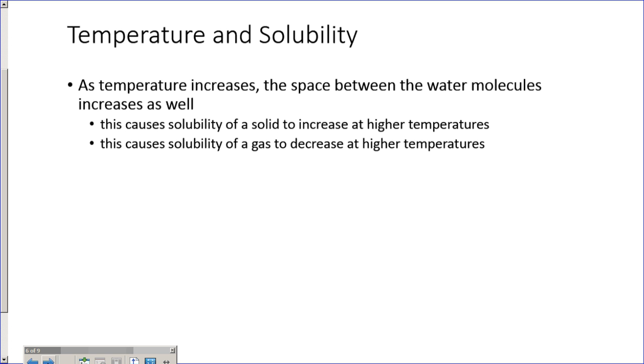If there's more space between the molecules due to the higher temperature, it's more likely that that gas is not going to stay dissolved. Gases are most soluble at high pressures and low temperatures. Pressure doesn't really affect the solubility of a solid, but for a gas, we have to pressurize that. And you know this because when you open up a can of soda pop, there is pressure inside that can. You feel the gas coming out as you relieve the pressure to equalize with the atmospheric pressure. So gases are most soluble at high pressures and low temperatures.